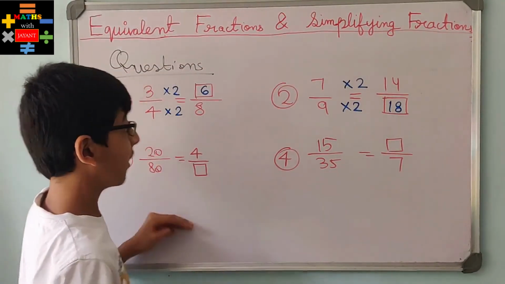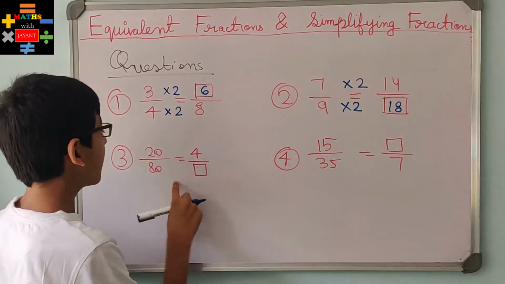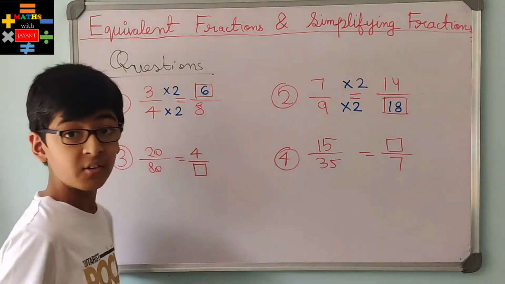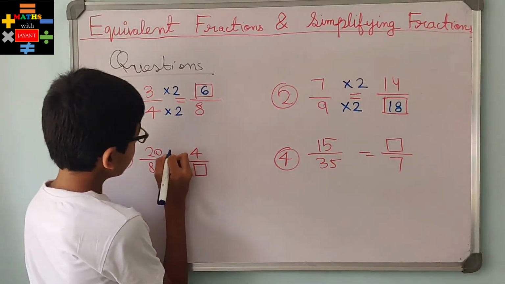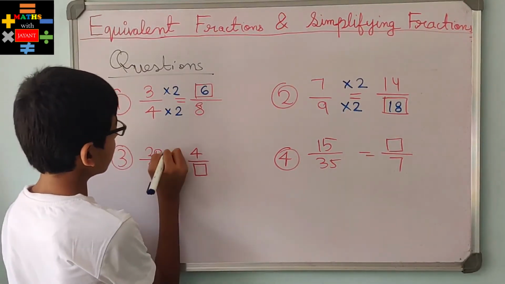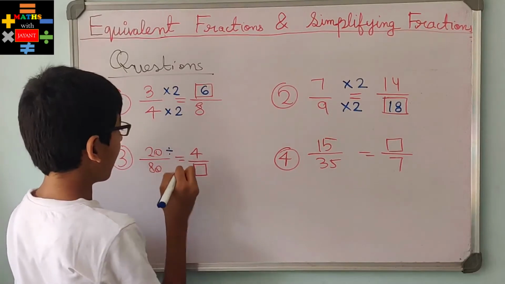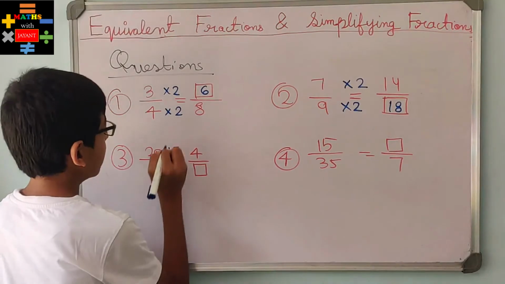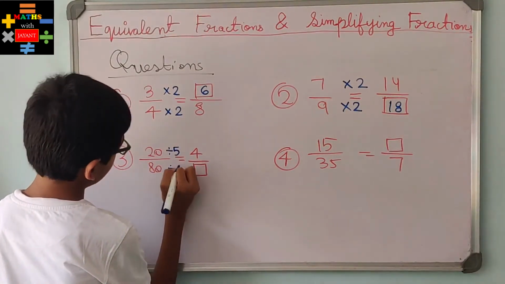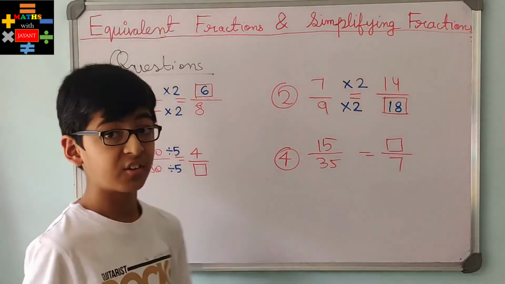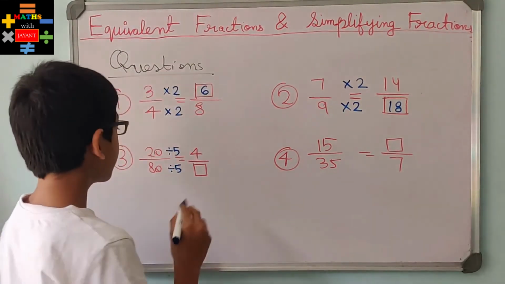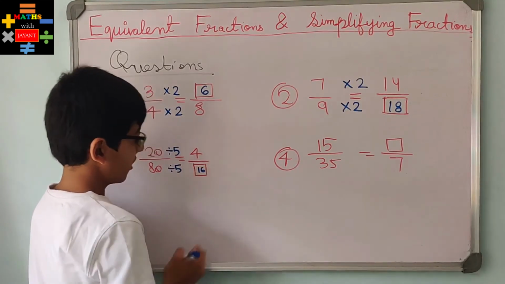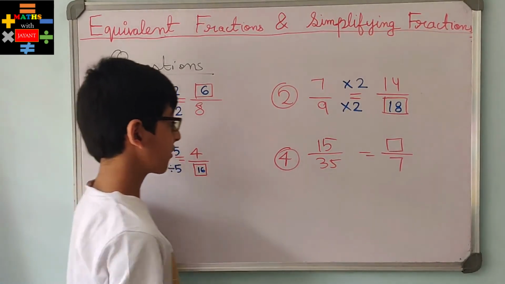Let us solve our third question. 20 by 80 and 4 by something. Over here, both the numerators are there. So 20, this is smaller, so we divide something. We divide 20 by a number to get 4, and we know that 20 divided by 5 gives us 4. Whatever we do to the numerator, we have to do to the denominator also to keep the fraction equivalent. And 80 divided by 5 gives us 16. So the missing number is 16.